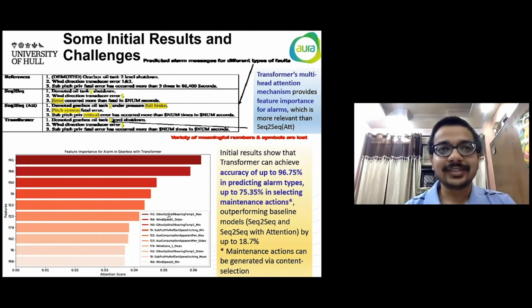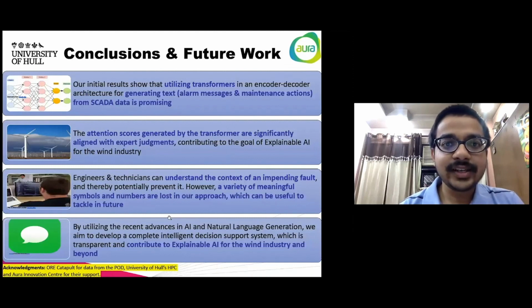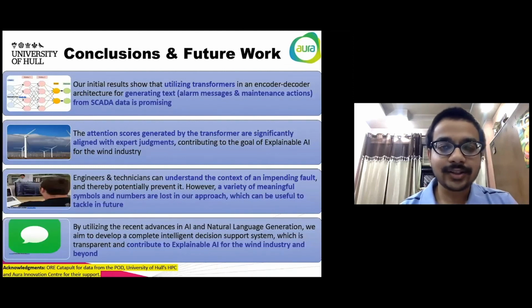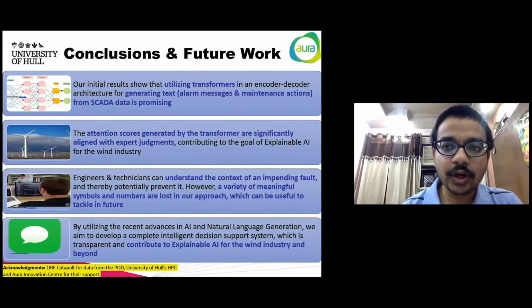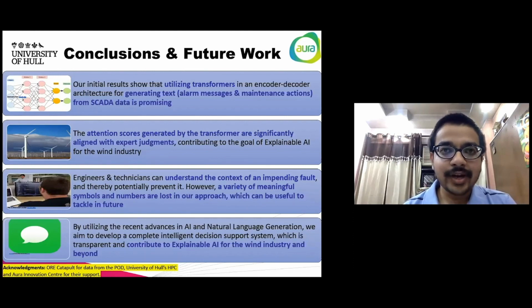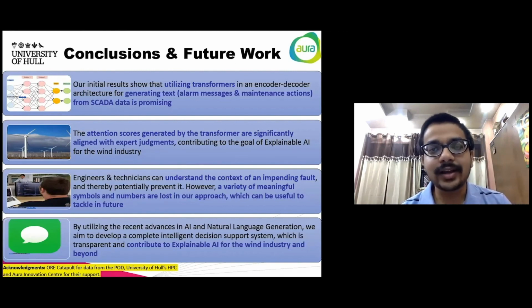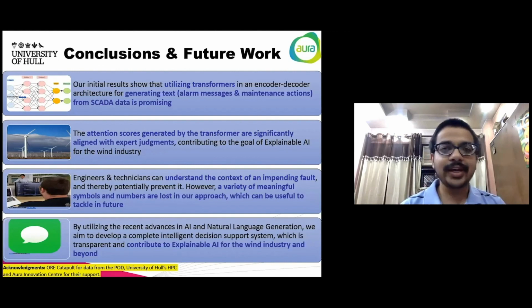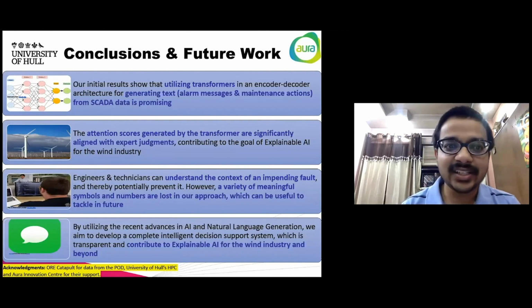Sure. To conclude, I would say that our initial results show that the transformer is the best model out of the other two models in generating alarm messages. We are currently looking at generating maintenance actions from transformers. And we are trying to use unstructured data such as maintenance manuals and briefly generate a knowledge graph out of which we can extract the corresponding actions based on the types of faults. So that's it. Thank you.